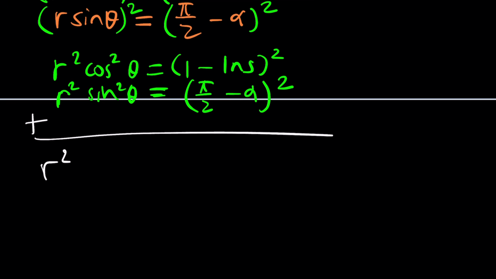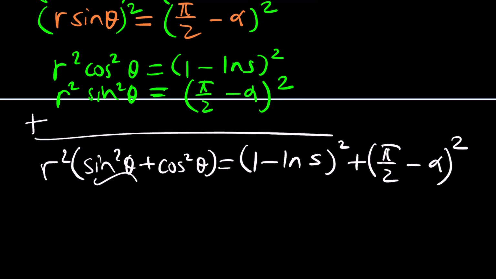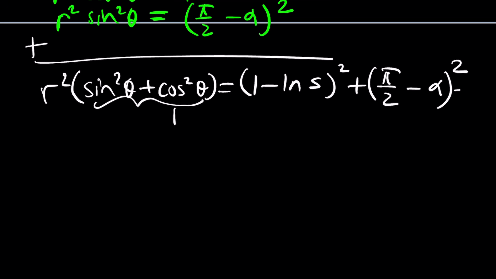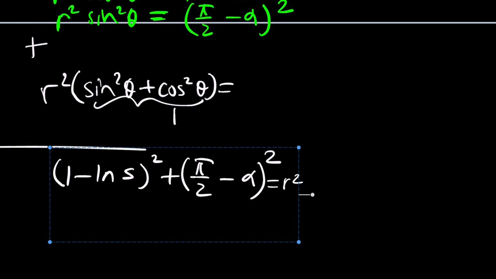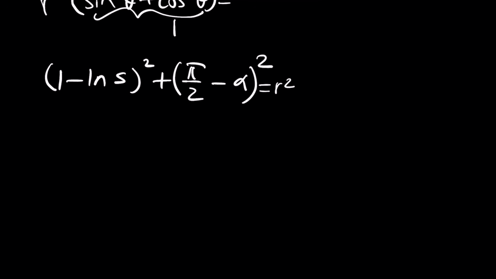That gives us r squared times sine squared plus cosine squared, which is factoring, equals 1 minus ln s quantity squared, pi over 2 minus alpha quantity squared. And as you know, this is equal to 1. So this gives you r squared. So without further ado, let me go ahead and copy this and bring it over here. Oh, I didn't mean to bring the line down, but anyways, we can get rid of that. Now, this equals r squared.